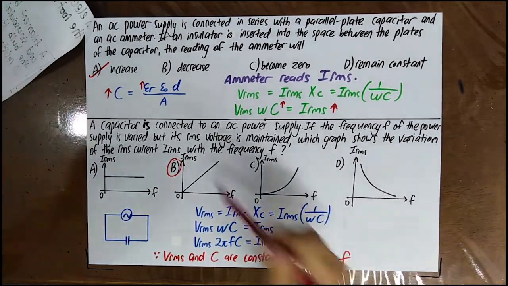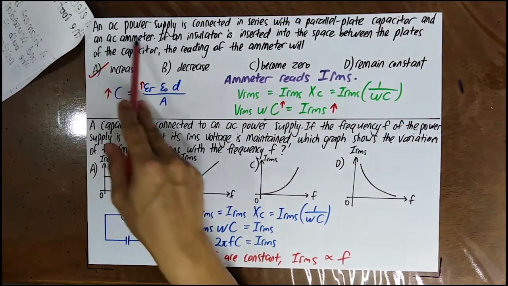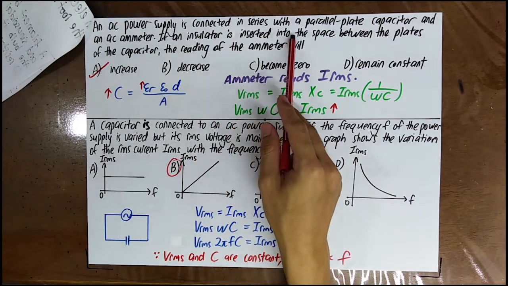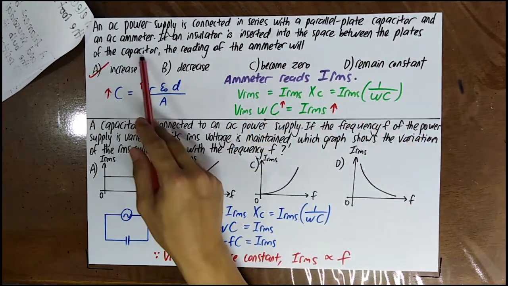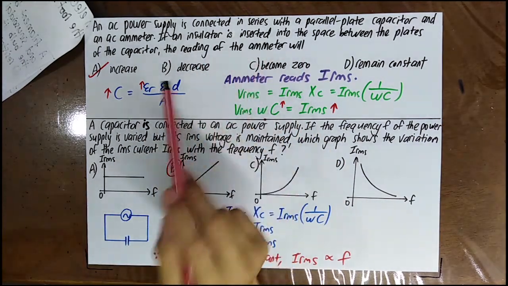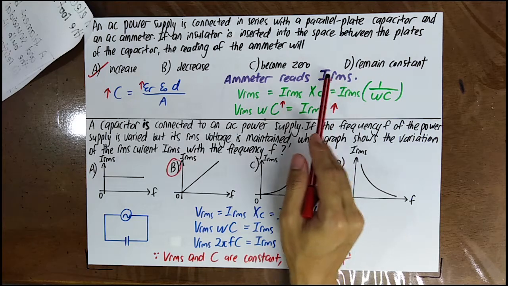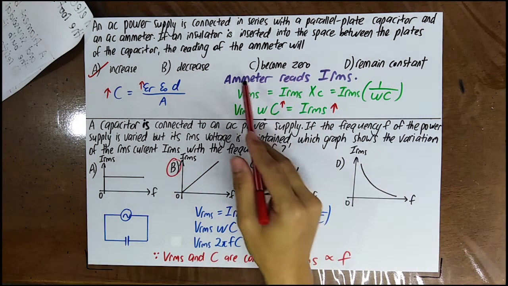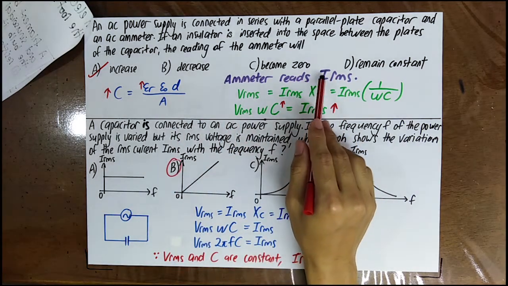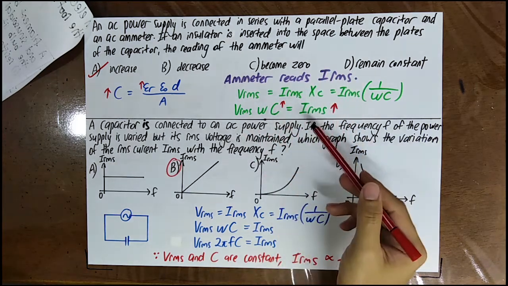An alternating current power supply is connected in series with a parallel plate capacitor and an AC ammeter. If an insulator is inserted into the space between the plates of the capacitor, the reading of the ammeter will... Okay, first you need to understand that the ammeter will read the root mean square current. The voltmeter will read root mean square voltage. They will not read the maximum value. They will only read the root mean square value.